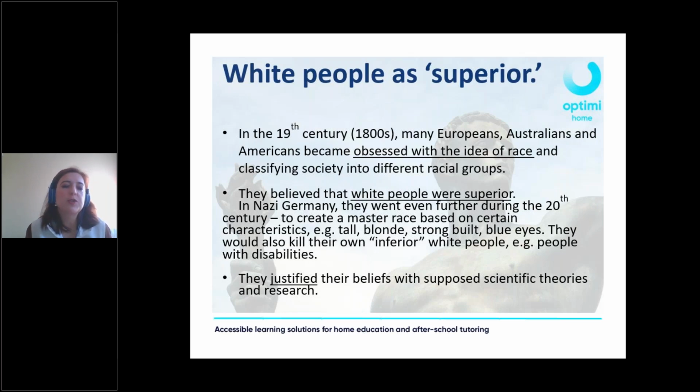Now, this was not a short-term solution to create a master race. It was not something that was going to happen overnight. It was something that needed to be created, and this was one of Adolf Hitler's plans to, in future, create a master race. It will involve a process of a lot of research, of a lot of experiments, and so forth, to create the ideal German white race. Okay. Now, all of these countries tried to justify their beliefs with supposed scientific theories and research.